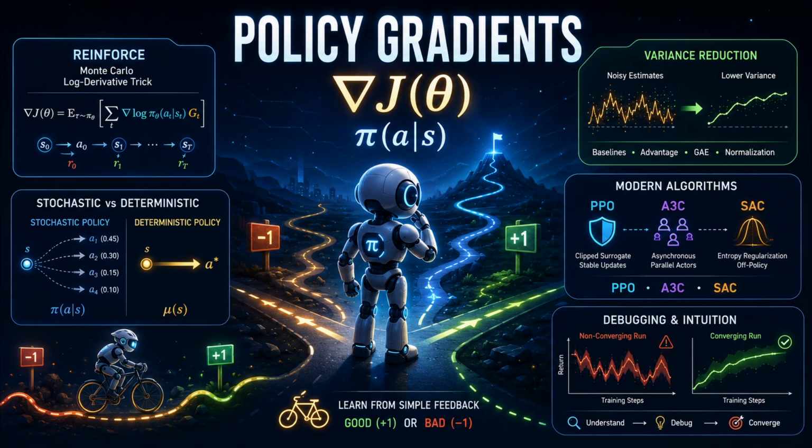This video covers three core topics: REINFORCE, the original policy gradient algorithm and the mathematical trick that makes it work; variance reduction, because naive policy gradients are brutally noisy, and we'll see why and how to fix that; stochastic versus deterministic policies, two fundamentally different philosophies for how an agent chooses its actions.